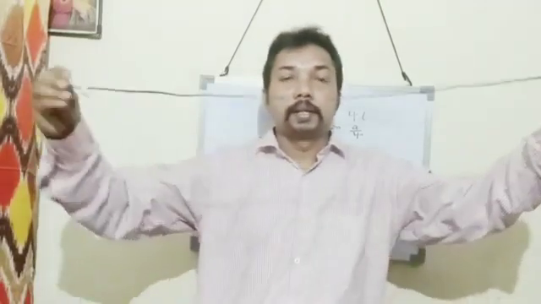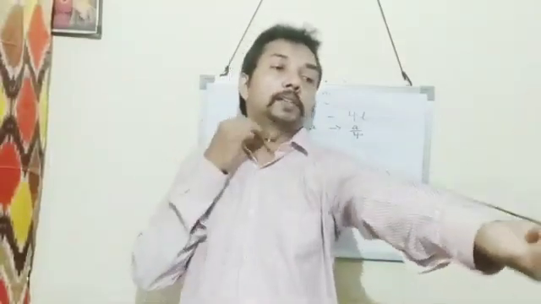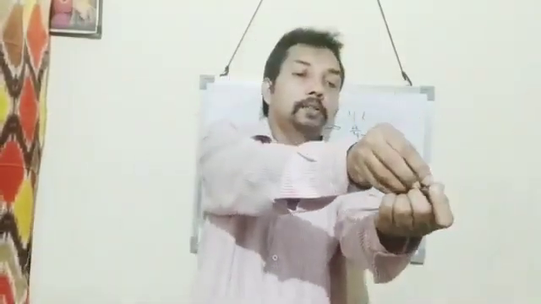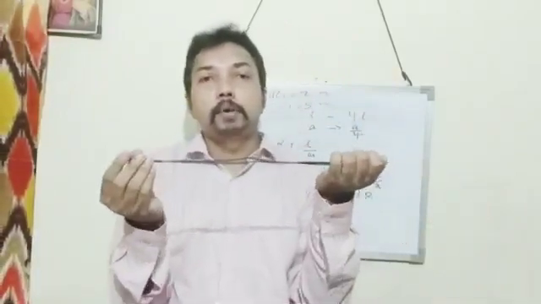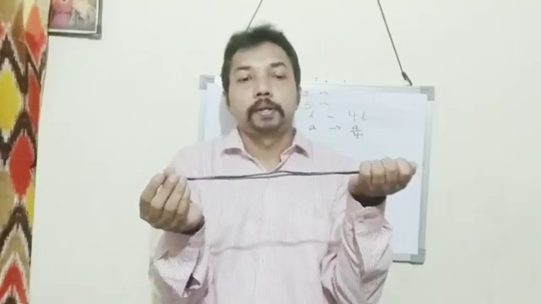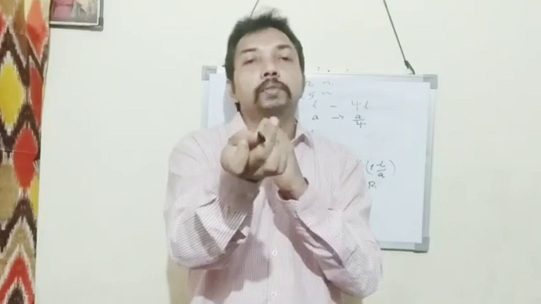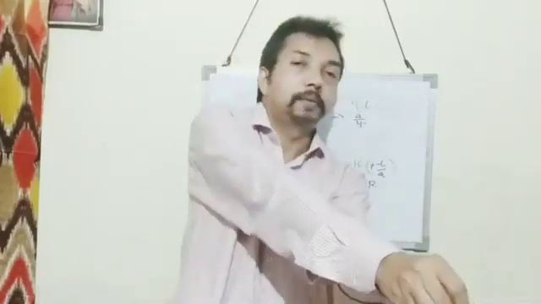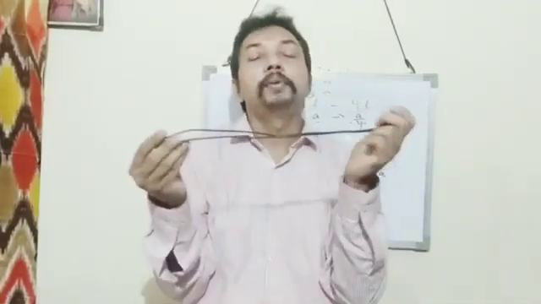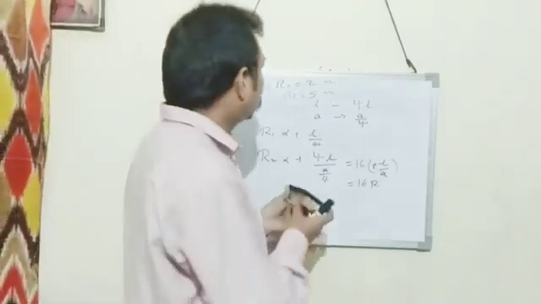So this is a wire, and the wire is doubled on itself. When the wire is doubled on itself, what is happening? When a wire is doubled on itself, the length becomes half and the area of cross section becomes twice.